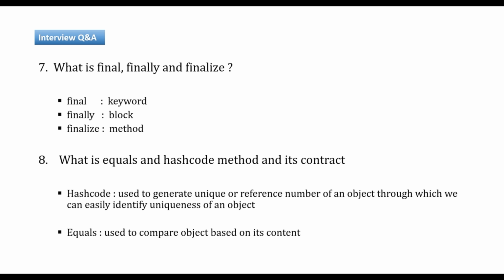And it's not guaranteed that if two objects have the same hashcode, they have the same content. If the hashcode of two objects is the same, there is no guarantee that the equals method of these two objects will return true. Let's take an example to understand the equals and hashCode methods and their contract.